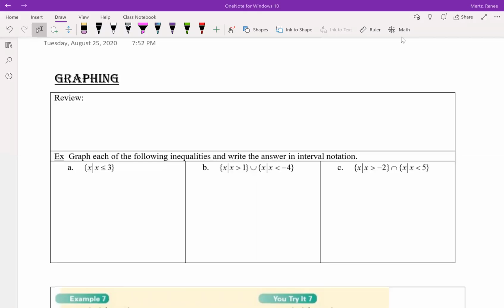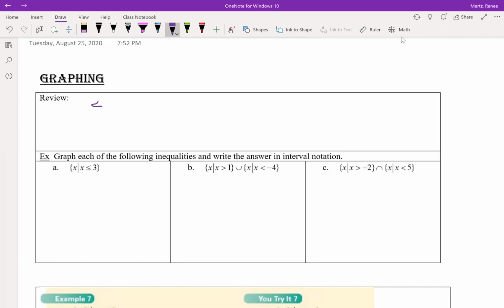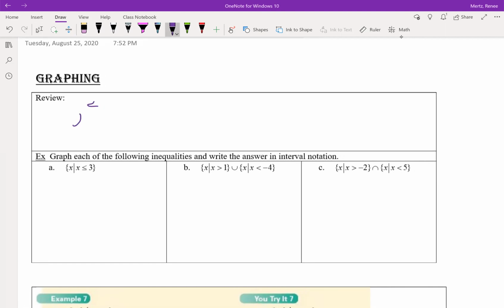Hello, we're going to start by reviewing graphing. So graphing, we need to review each of our symbols. So to begin, we have less than. When I'm graphing a less than, it's an open circle headed left.